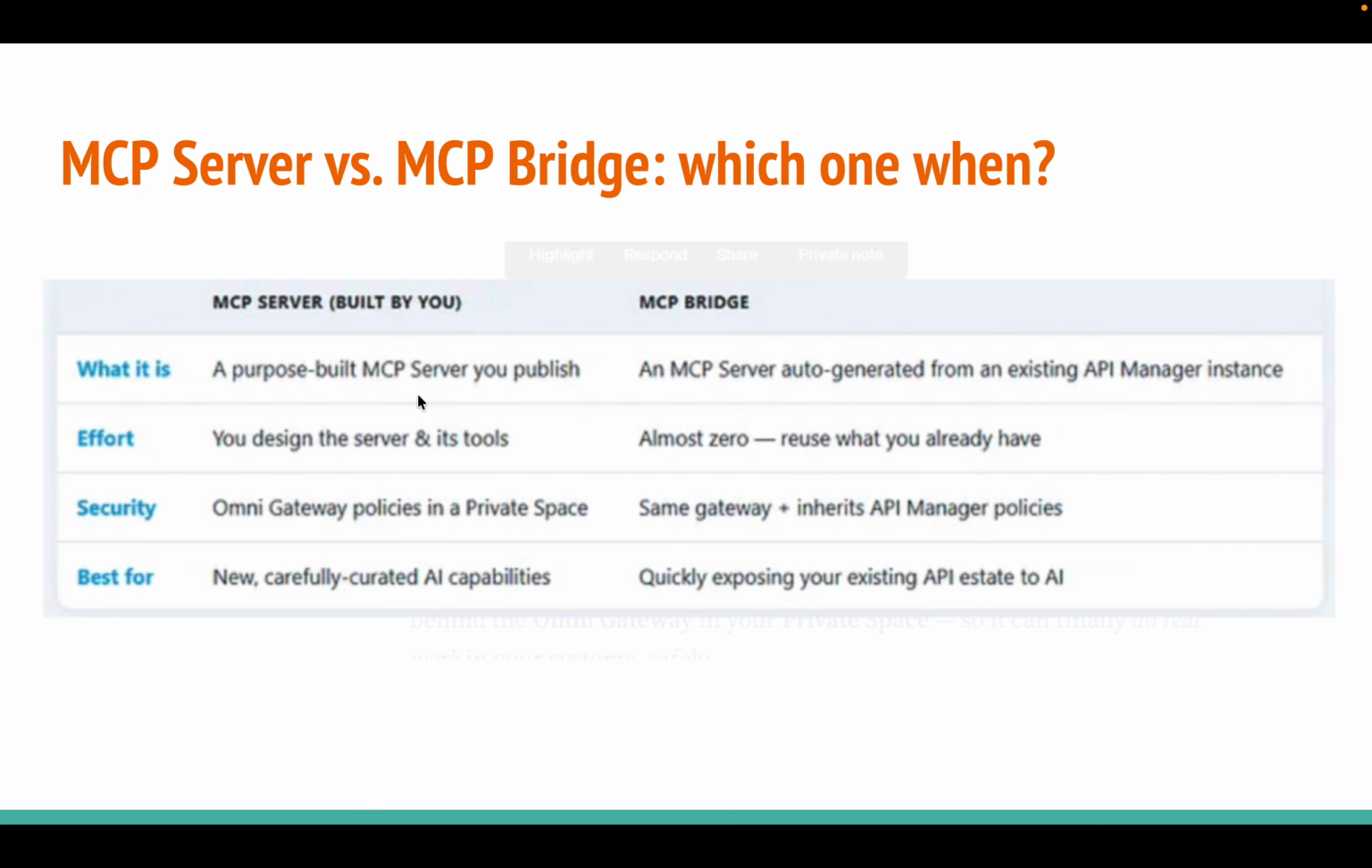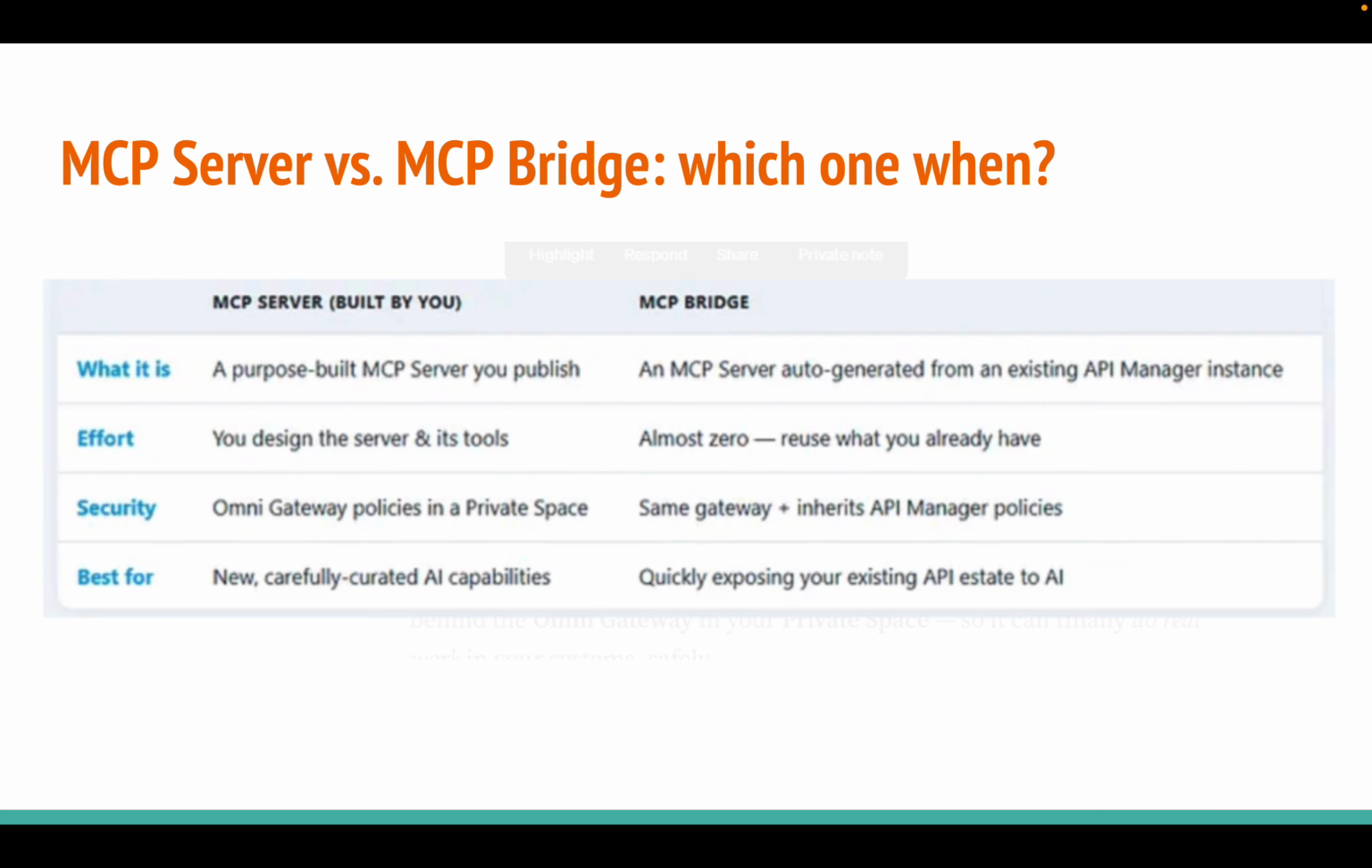So what is the difference between MCP server and the MCP bridge? MCP server is a purpose-built MCP server you publish. If you have an existing API, or if you want to create a new flow which can directly talk to any backend system, you can go with the MCP server. The MCP bridge is auto-generated, as I mentioned, and doesn't require any kind of coding. You can simply go to your Anypoint Platform and build an MCP instance on top of your existing API.